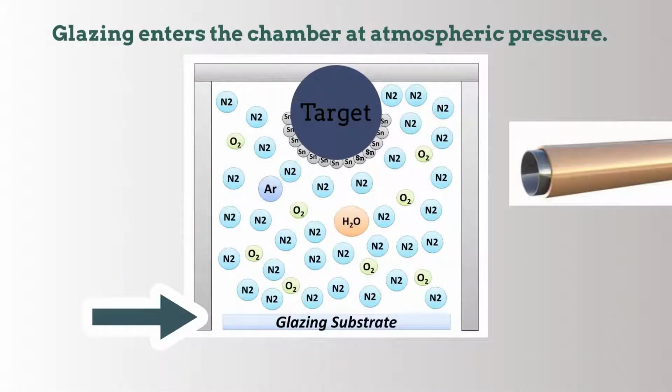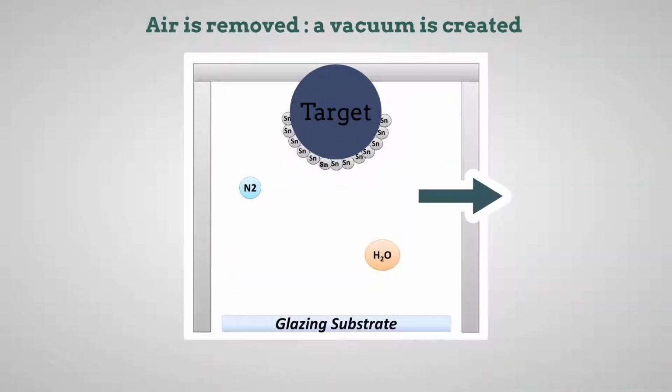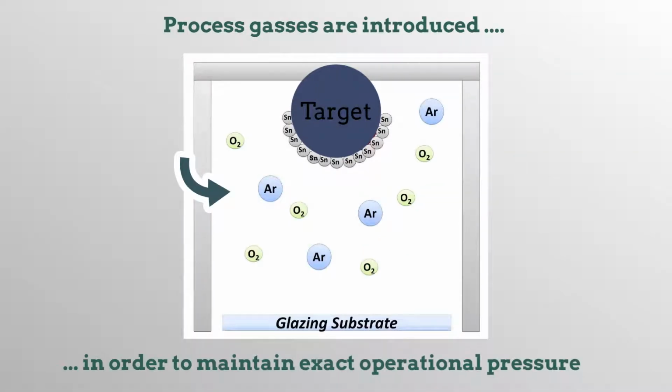Once the glass and acrylic substrates have been cleaned of impurities, they enter the chamber at atmospheric pressure. Air is then removed by vacuum pumps, and once very low pressure is achieved, process gases such as argon are introduced in order to maintain exact operational pressure.